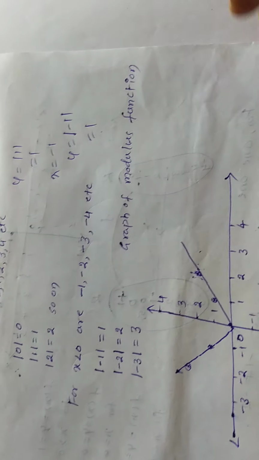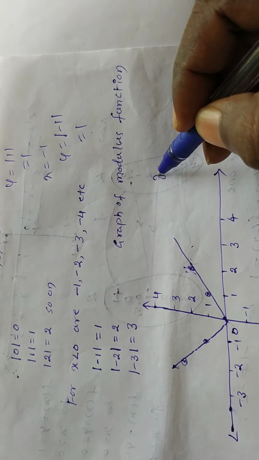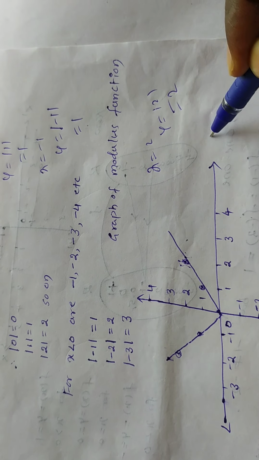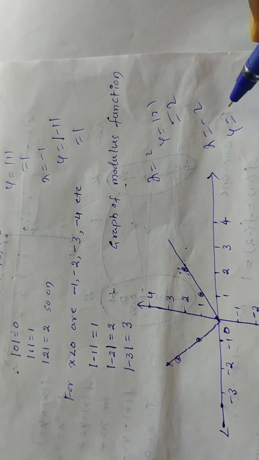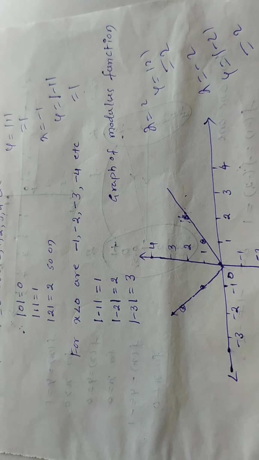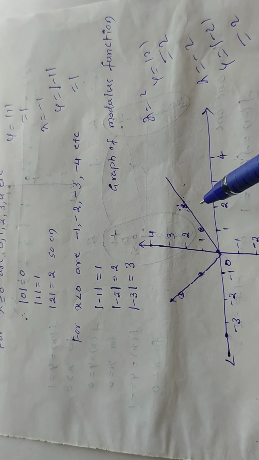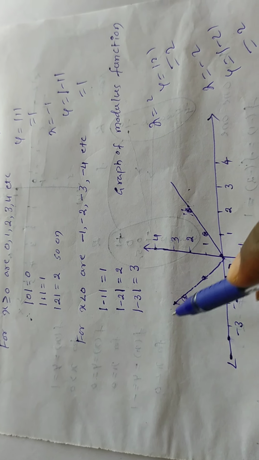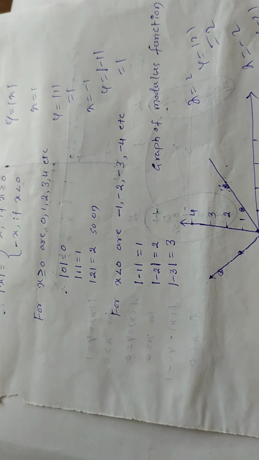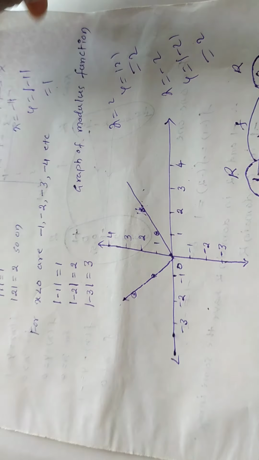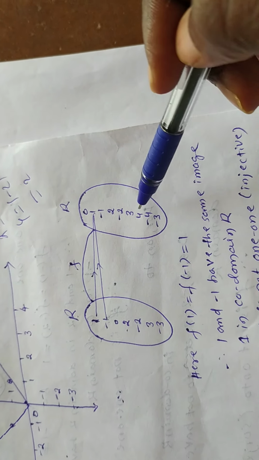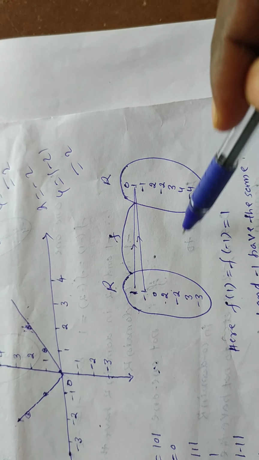So when x equals 2, what happens? When x equals 2, you get y equals 2. When x equals minus 2, you get y equals 2, because it is always the absolute value. Similarly, minus 3, plus 3, the graph of the function is like this. You always get a positive y. Hence, here the negative values of y do not have pre-images. Hence, it is not onto.